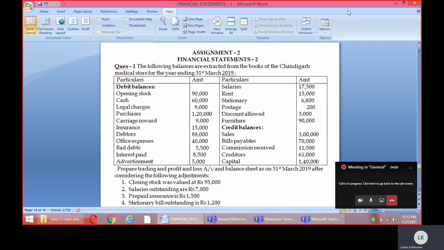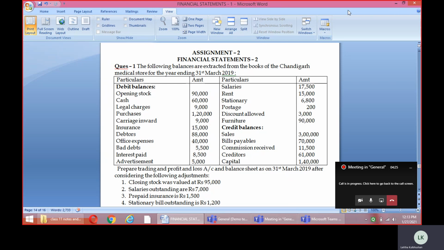You will later solve this in your copy and you are going to send me the assignments. So this is assignment number 2 from the chapter Financial Statements Part 2. The question says: the following are the balances extracted from the books of the Chandigarh Medical Store for the year ending 31st March 2019.